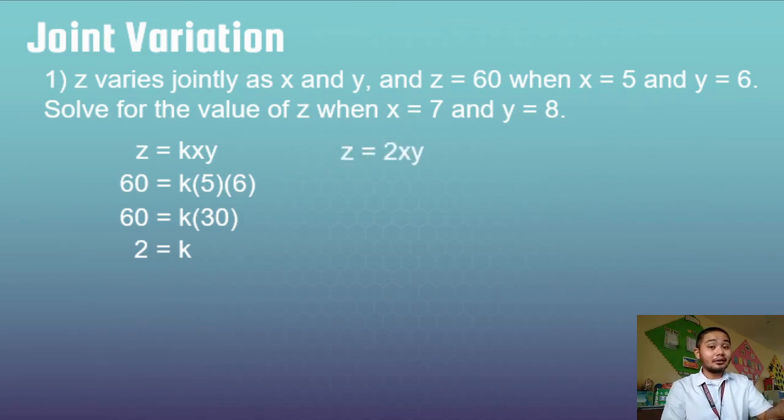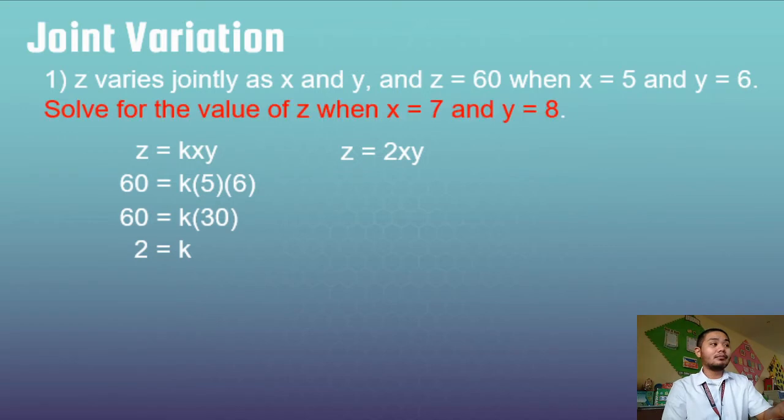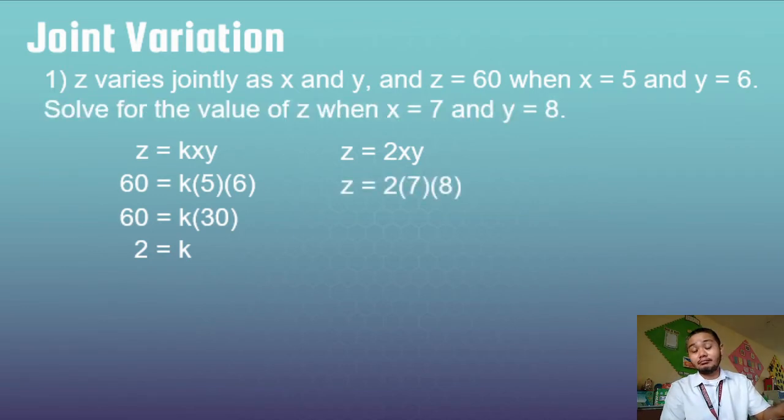Focus na ngayon tayo doon sa mismong pinapahanap or yung mismong task. Solve for the value of z when x is 7 and y is 8. So ang gagawin natin ngayon dito, using yung z is equal to 2xy, yung x palitan ng 7, yung y palitan ng 8. As you can see on our screen. Solving for z, so that would be 2 times 7 times 8, and that will be 112.